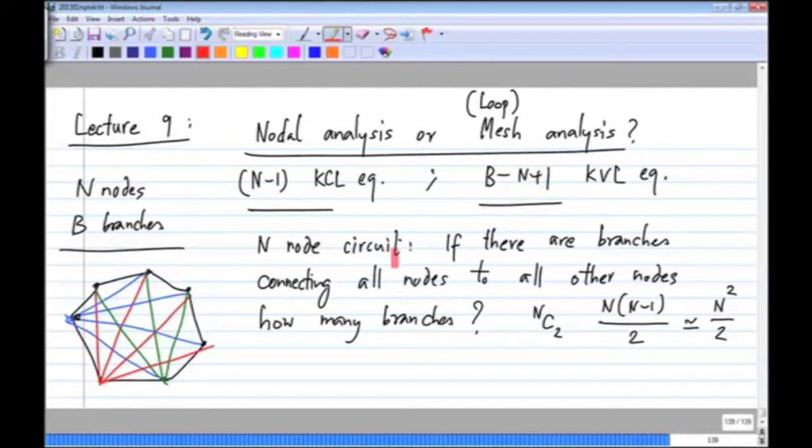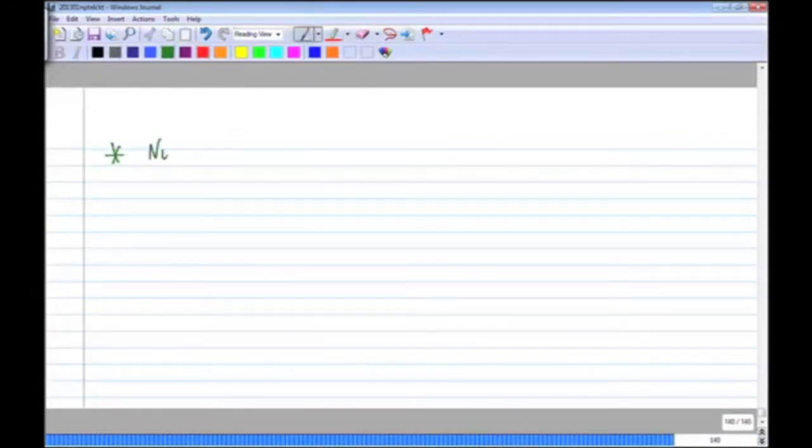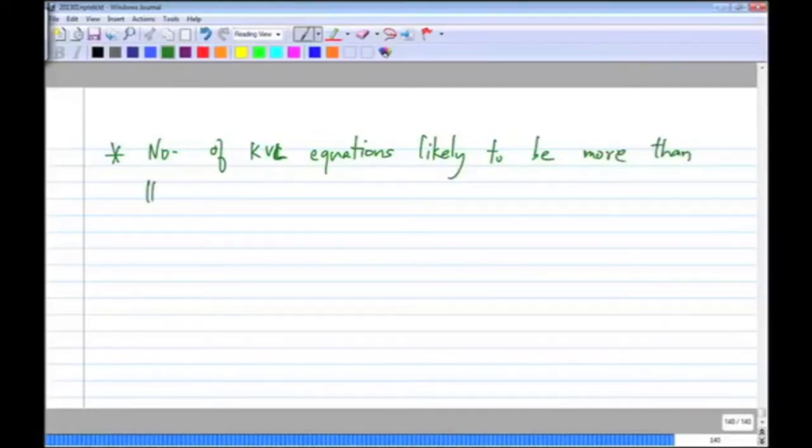Now the reality will be somewhere in between. It's not that all the nodes will be arranged in a single loop, or that every node will be connected to every other node using a branch. So the number of KVL equations will be smaller than this, but in general it tends to be a little more than the number of KCL equations. So that is one reason. Although this is not a hard and fast rule, and it's possible to have a single KVL equation for an n node circuit if you happen to have a single loop. In that case, you choose KVL.